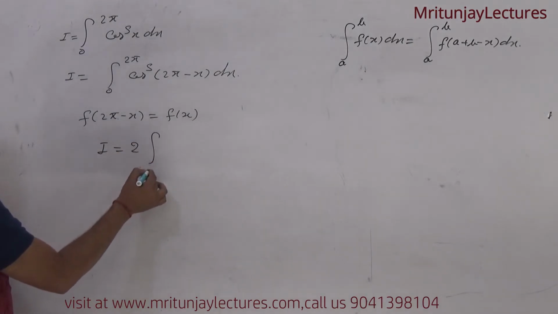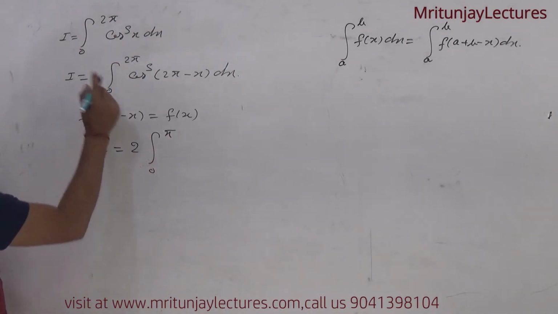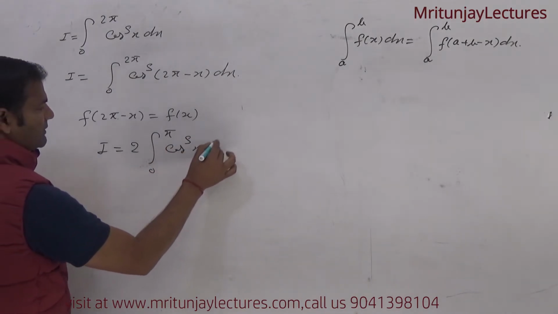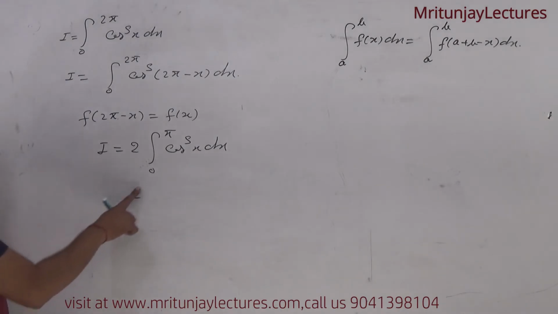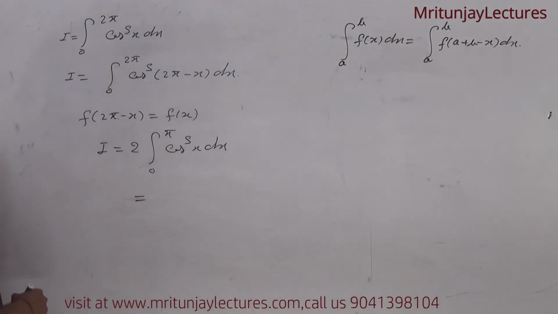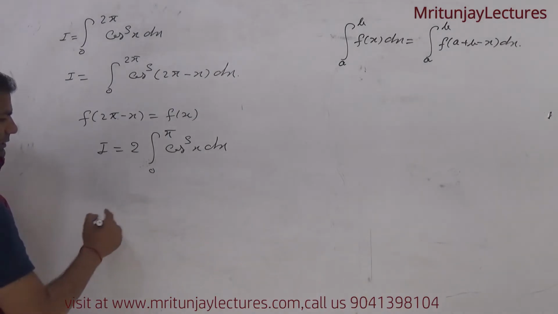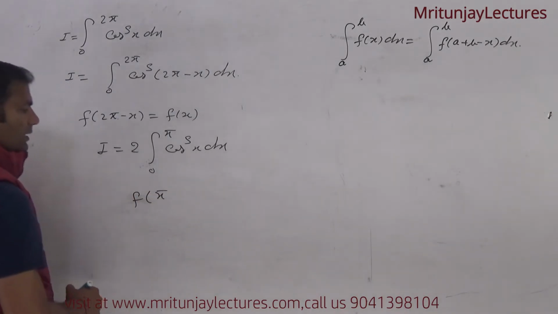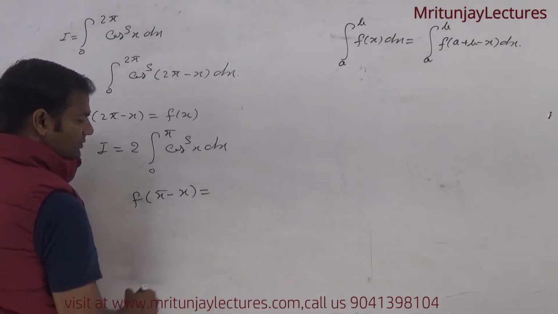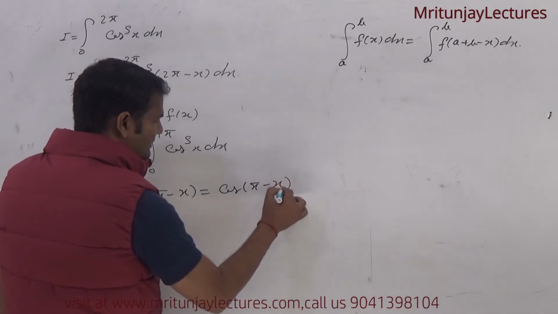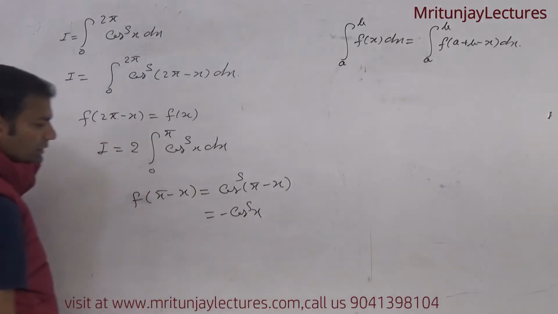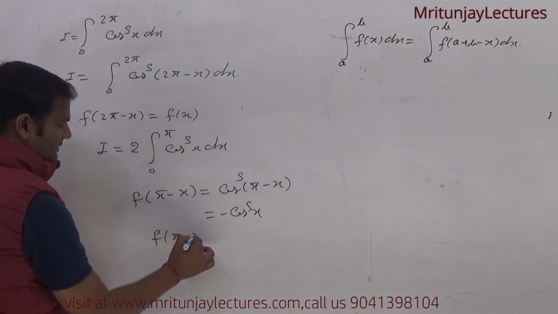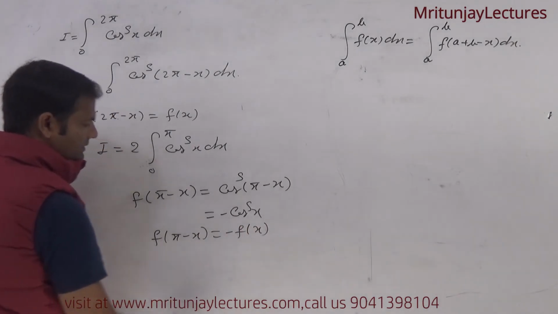It is written as 2 times the integral from 0 to π of (cos x)⁵ dx. Now again, f(π − x) equals cos(π − x) to the power 5. We get minus cos⁵x. This means f(π − x) is written as minus f(x). Clear?